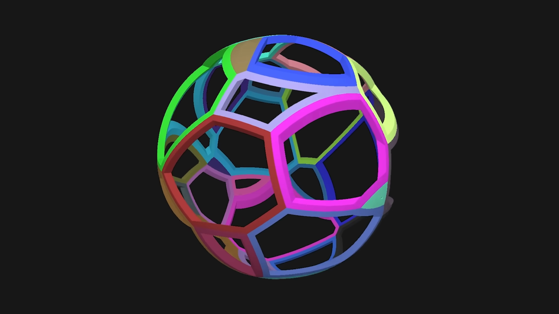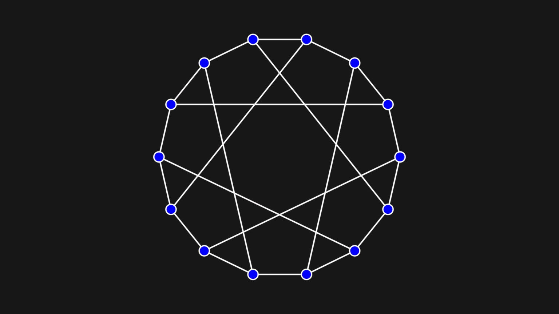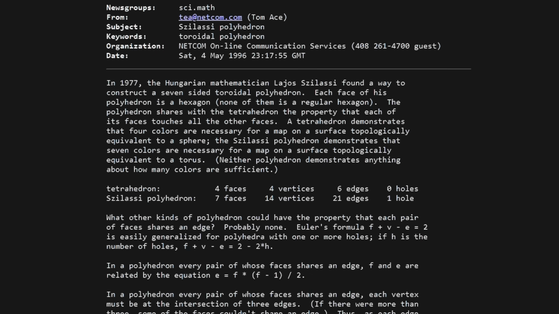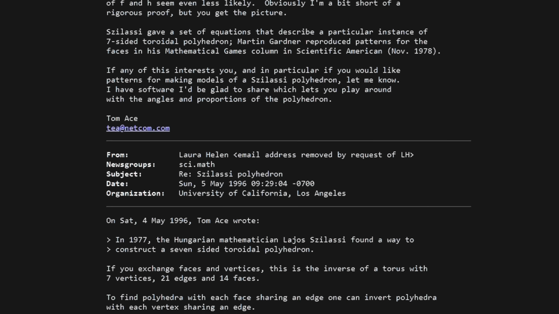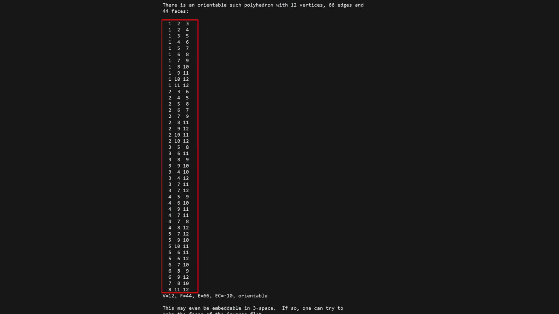I decided to write a solver in Python to see if I could find anything. But where do I even start? I need to know the graph of how the faces are supposed to connect to each other so I can start to look for solutions. After a little Googling, I stumbled across this email newsgroup correspondence from 1996, which happened to list the exact data I needed. Super lucky to find that.